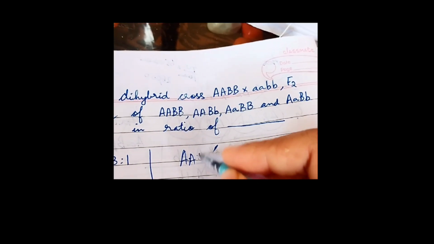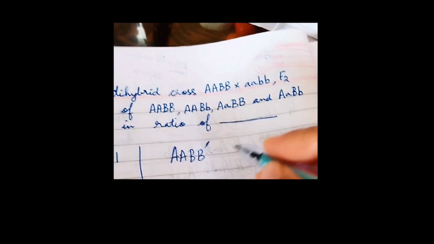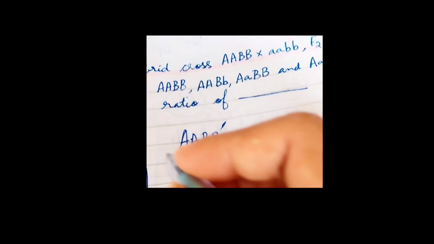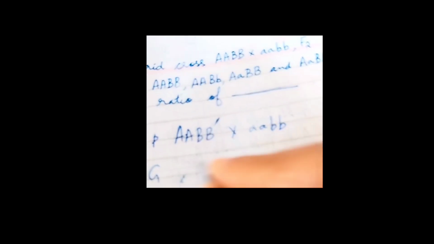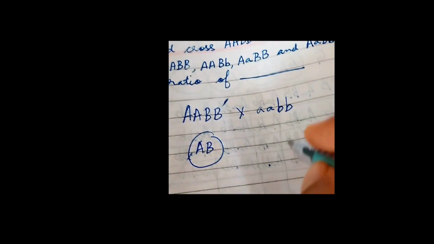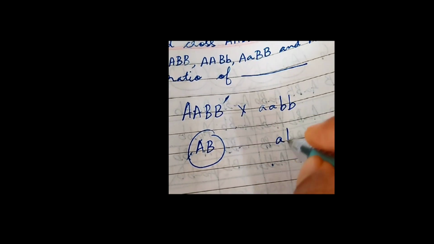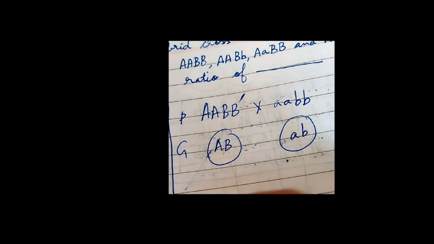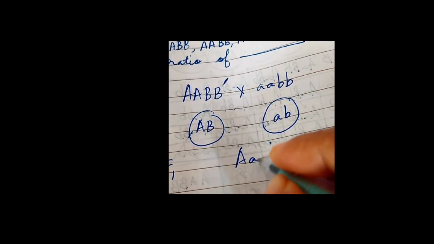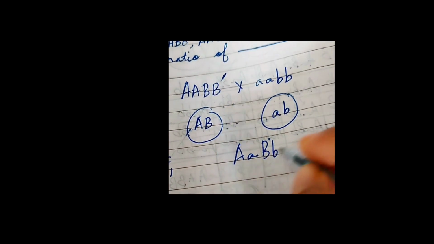So what will be the answer? Say AABB crosses with aabb. Now when these are the parents, then the gametes will be AB, only this option is there, and from here the gamete will be ab. The F1 generation we will get is AaBb.